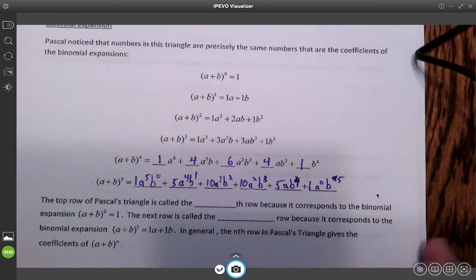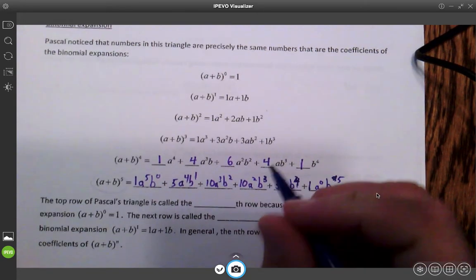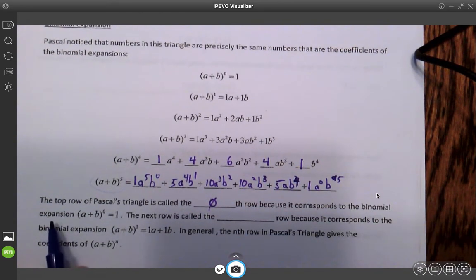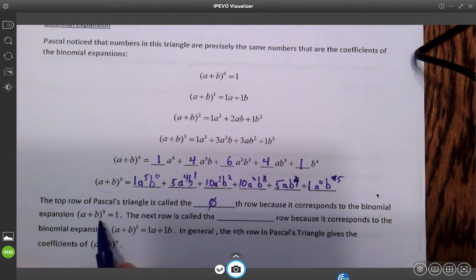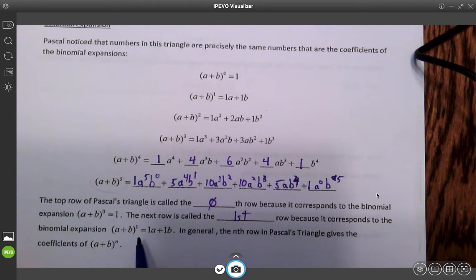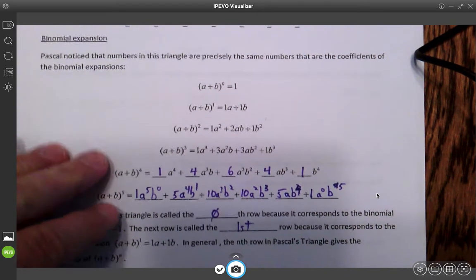All right. So now, what's the top row of Pascal's triangle? It's called the 0th row. Why is it called the 0th row? Because it's a plus b to the 0, which is 1. The next row is called the first row because it's a plus b to the first. In general, the nth row in Pascal's triangle gives the coefficients of a plus b to the n. So we'll let that sink in a second. And let's look at the next page.